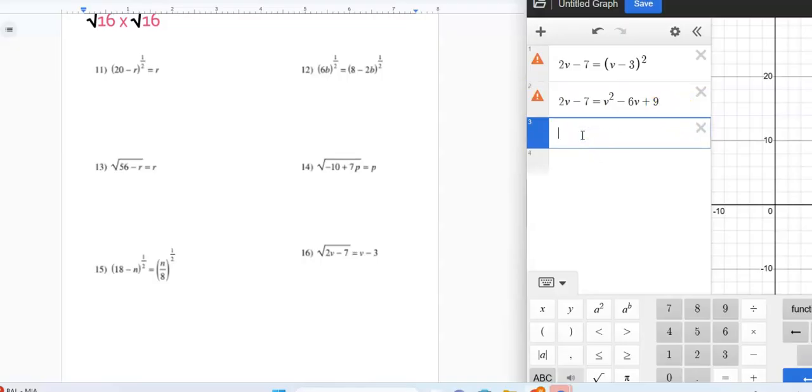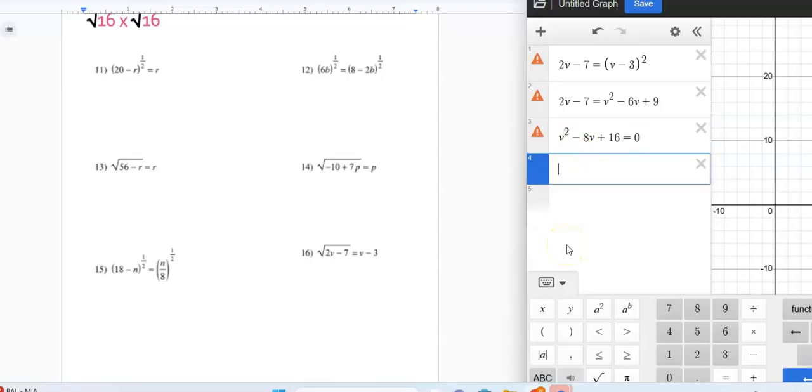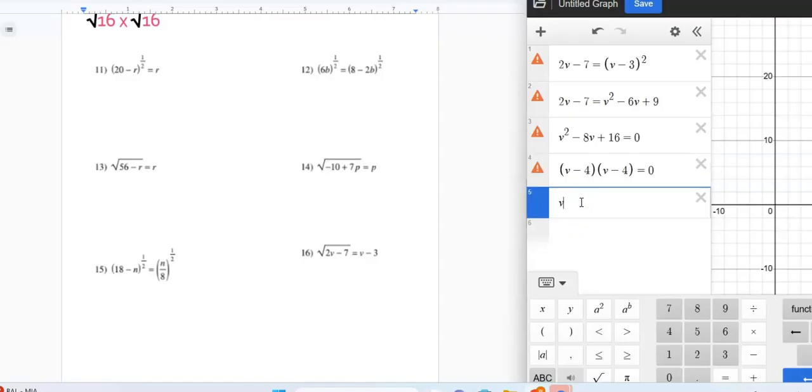And then you want to make them all be on one side of the equal sign, so the v squared doesn't change. I would subtract 2v from both sides, and that becomes minus 8v because negative 6v minus 2v is negative 8v. And then I would add 7 to both sides, and that actually creates 16 equals 0. And now if you factor, the factors of 16 that add up to negative 8 are negative 4 and negative 4, so this creates v minus 4 times v minus 4 equals 0. And they both say v minus 4, therefore the answer is 4 for number 16.